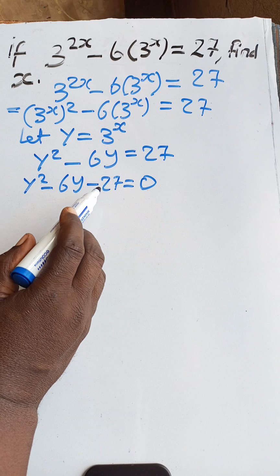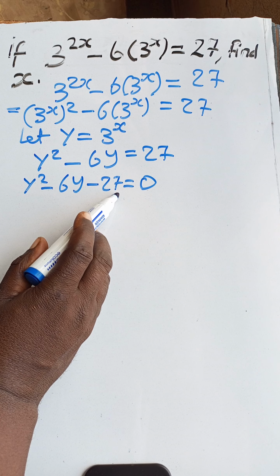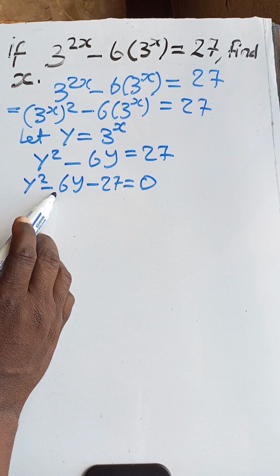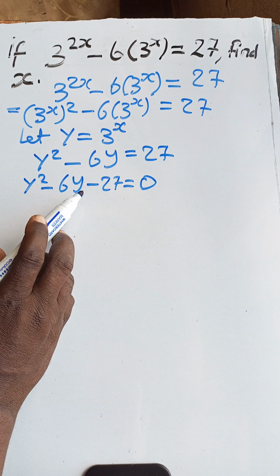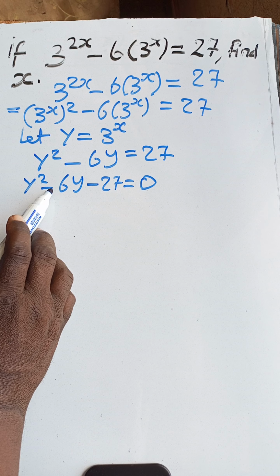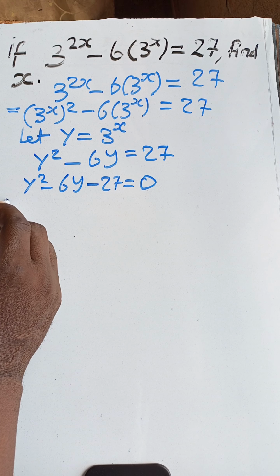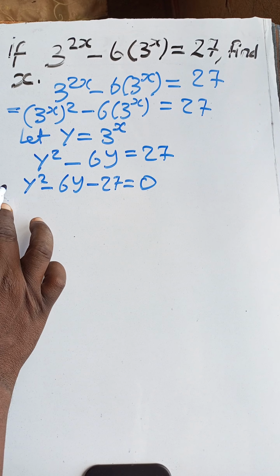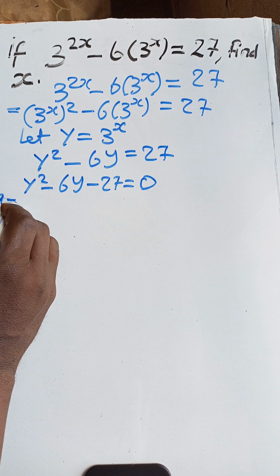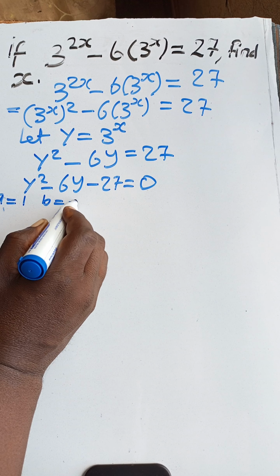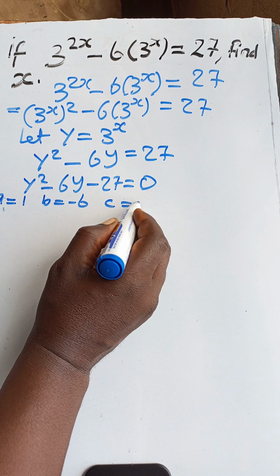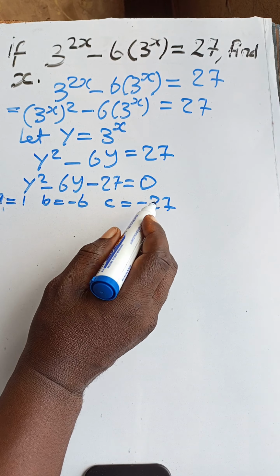Okay, so what do we need to do? We get the factors of negative 27 whose sum is negative 6. Which are those factors of negative 27, so that when we add them, we'll have negative 6? Or we can use the quadratic formula, okay? With the quadratic formula, we first of all collect our information. a is 1, b is negative 6, c is negative 27.